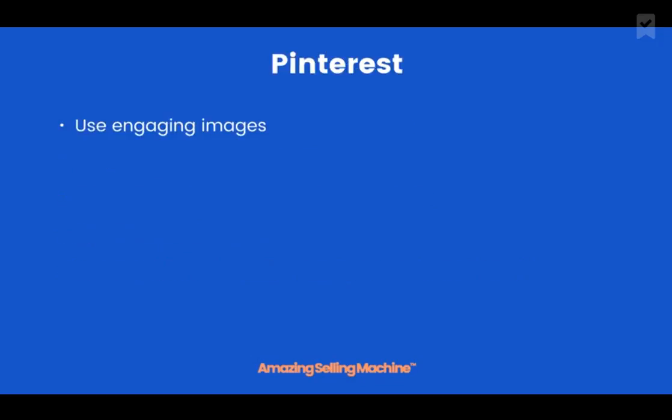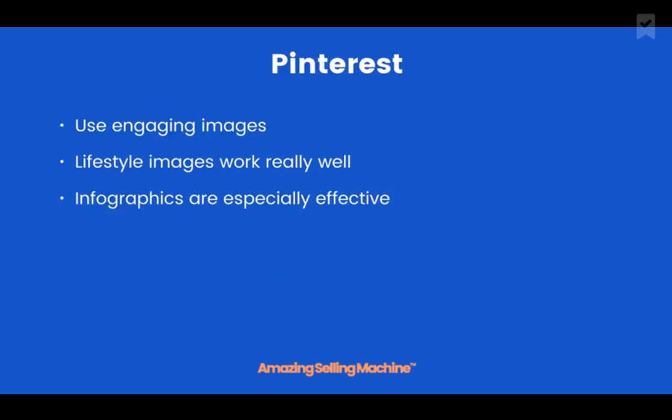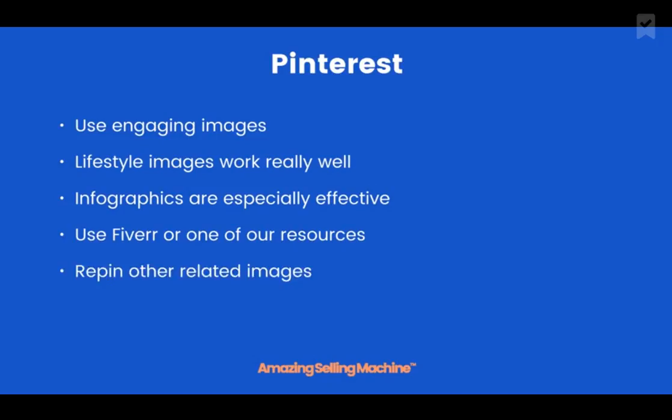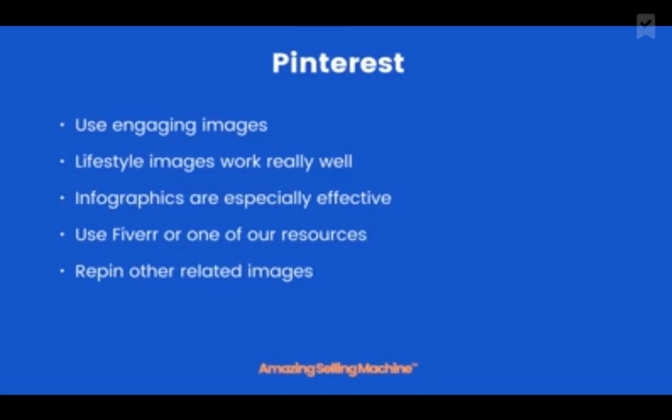Pinterest. For Pinterest, use engaging images. Lifestyle images work really well. For the silicone spatula example, an image of someone actually using the silicone spatula to cook. And infographics are especially effective. Basically, an infographic is a picture with text content on the picture itself. Now, for infographics and lifestyle images, use Fiverr or one of our resources from inside the private vault. And also repin other related images. This is the fastest and easiest way to add images to your boards and keep your account active.